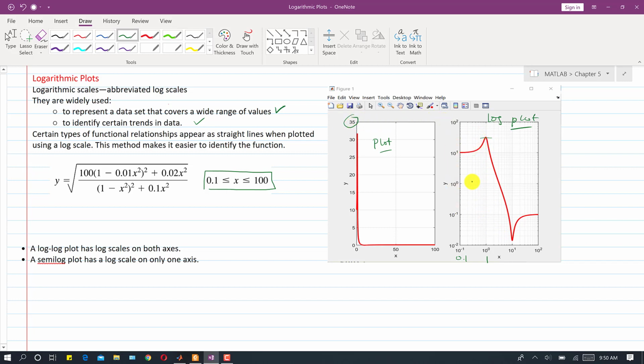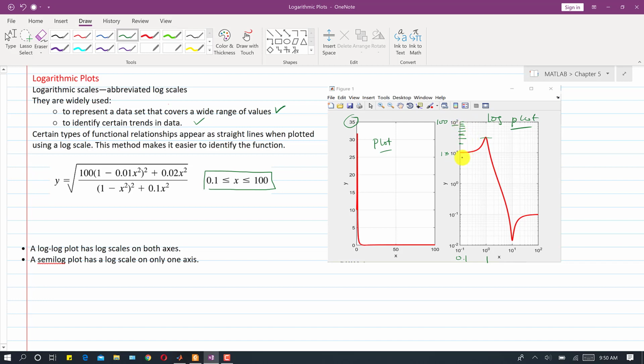This is a log scale. This is 10 raised to power 1 and this is 10 raised to power 2. We need to understand this log plot. On this logarithmic scale, 10 raised to power 2 means 100 and this means 10. As we can see, there will be 9 divisions. So this is 10, then this division will be 20, this will be 30, this will be 40, and this will be 50, 60, 70, 80, 90 and 100.